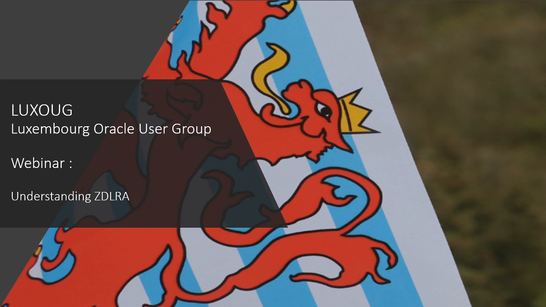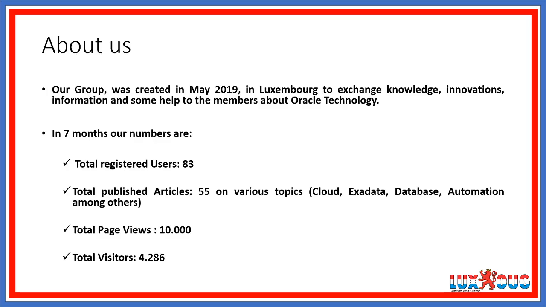Now I will show the presentation about the group. Our group was created in May this year in Luxembourg. In 7 months, our numbers are 83 users registered. The total published articles, 55, and viral topics: cloud, Exadata, database, and automation, and the others.